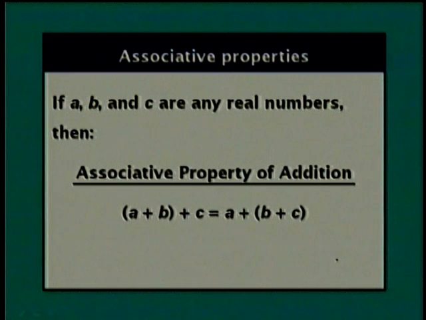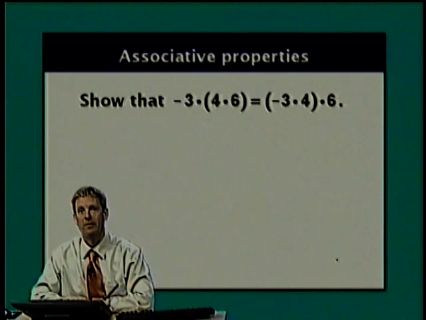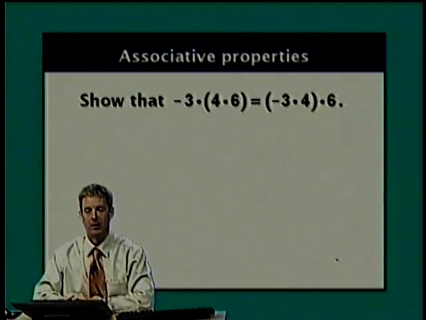There's a similar property for multiplication. The associative property of multiplication says that the product of A and B multiplied by C is equal to the product of B and C multiplied by A. Let's show the associative property for multiplication with some numbers.